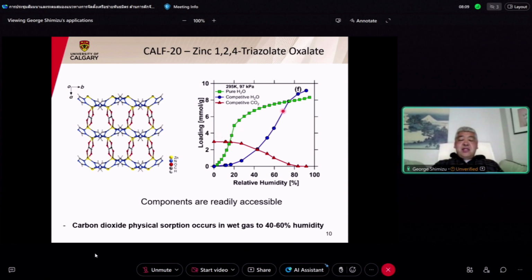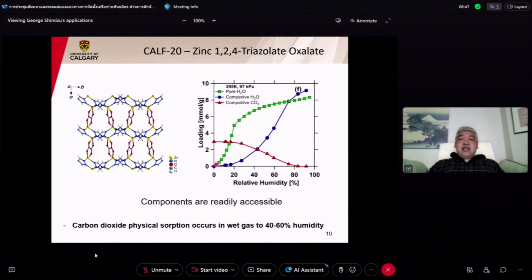And so I just want to emphasize this figure on the right. This is a plot of loading inside the hole versus humidity. The red here is carbon dioxide. And what we see is that the carbon dioxide is not affected by humidity up to about 35%. And even up to about 60%, it's over a millimole per gram, which is actually quite good. But the fact this is just a physical absorption and it's working in water at all is really quite surprising.